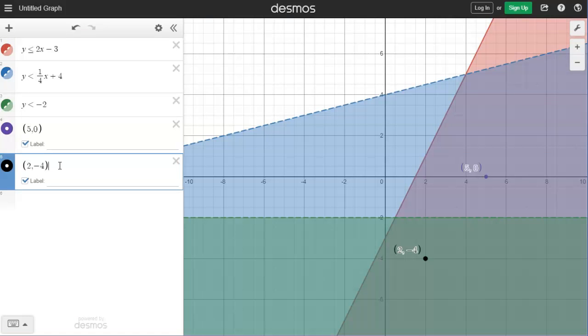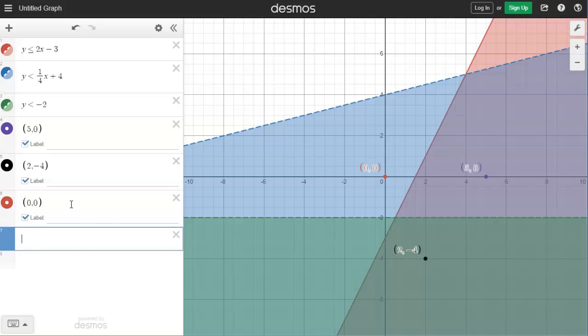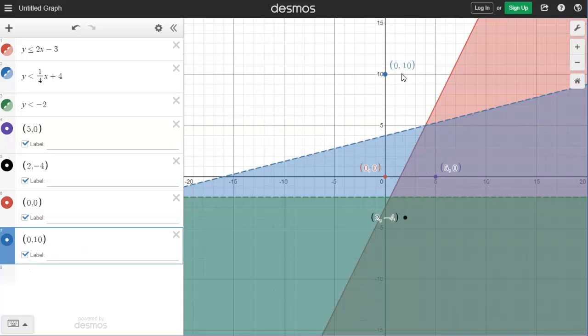And then our next point is 0, 0. That one's only in the blue. It doesn't satisfy the red or the green. So let's type in our next one, 0, 10. Oh, well that one's off the graph. I can't see that one. So I'm actually going to zoom out and see if I can see that point now. 0, 10 is up there. That one satisfies none of our inequalities. That one's like the nopest of the nope. Definitely doesn't work.